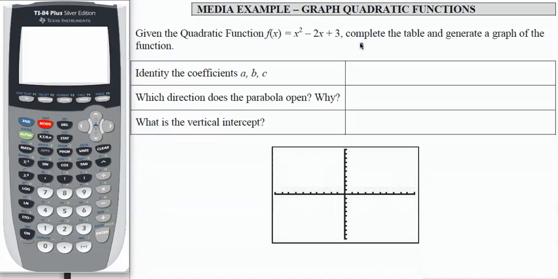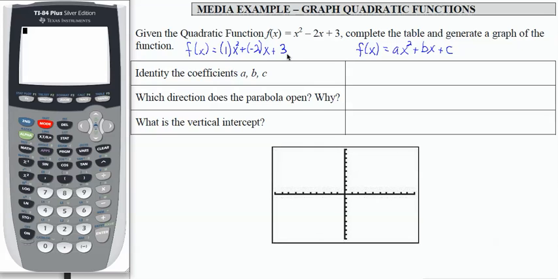And what we're talking about there is the coefficients of a quadratic function that's written in standard form. So remember that standard form for a quadratic function is f of x equals ax squared plus bx plus c. So what I'm going to do with my f of x here is write it in that form. So f of x equals, and there's no coefficient listed in front of the x squared, so there's a 1, and then plus negative 2x plus 3.